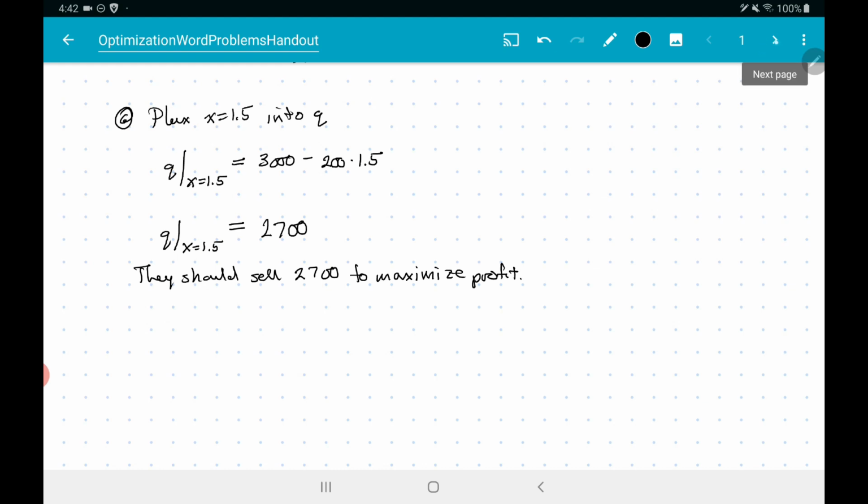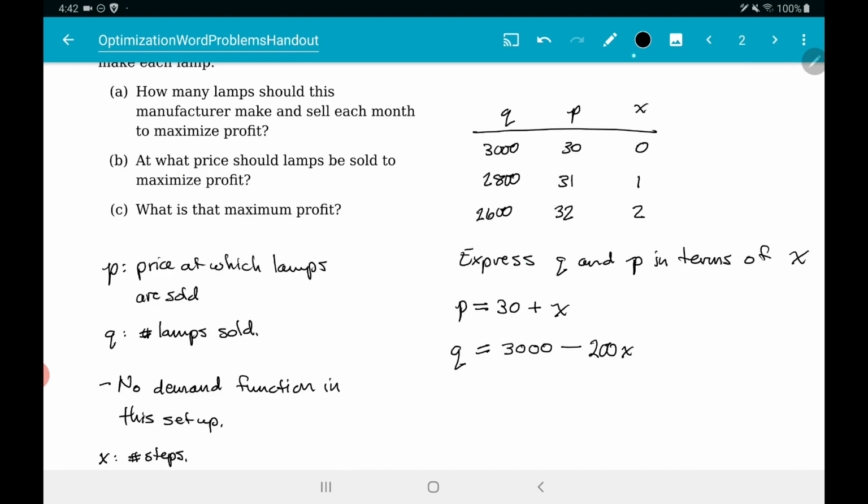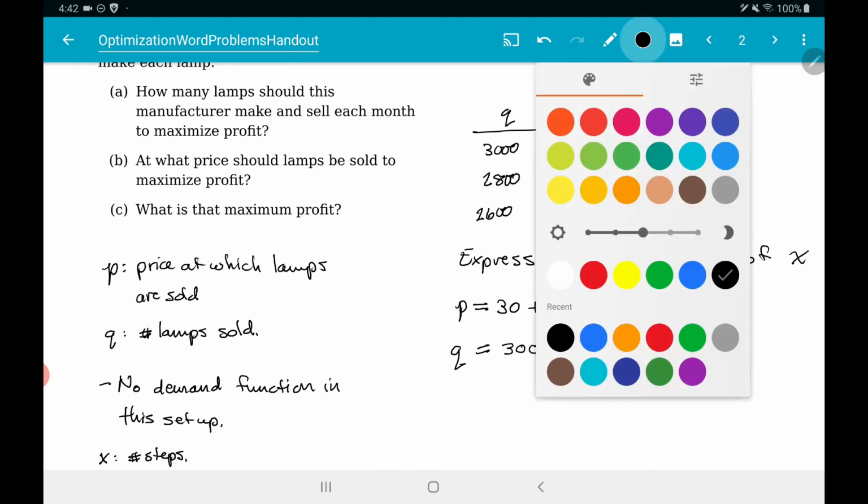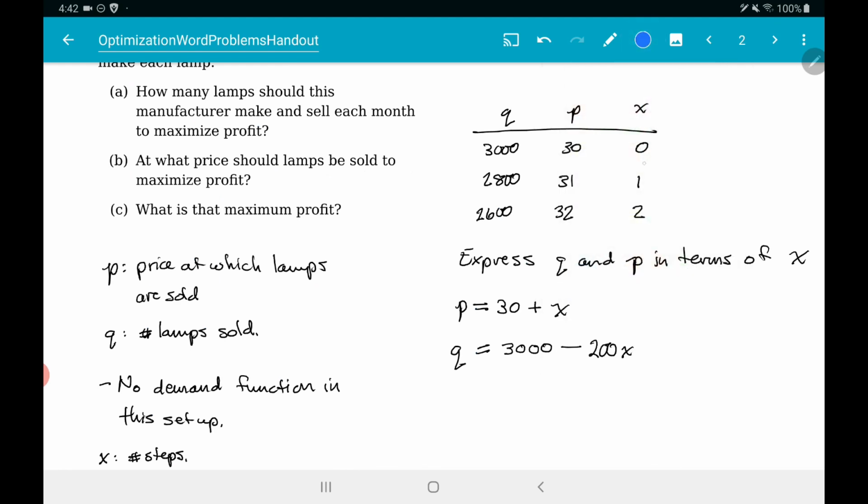And that 2,700 is a reasonable number. If you look back at this table, if I squeeze in a row for x equal to 1.5, well, when x is 1, Q is 2,800. When x is 2, it's 2,600. So it makes sense that there should be a 2,700 squeezed in right there.